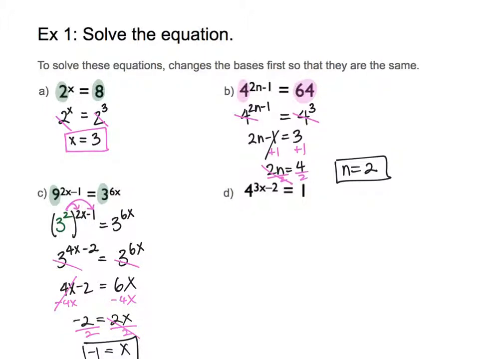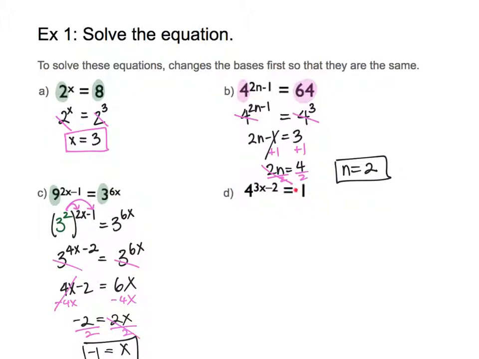Let's try D. So D, you'll notice one side is a 1 and the other side is a 4. Well, okay, typically we would try to change this bigger number to have the same base of 1, but unfortunately 1 to any power is still 1, right? Because if you multiply 1 by itself, it's always going to be 1. So this is a very special case.